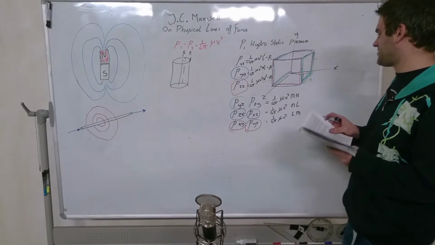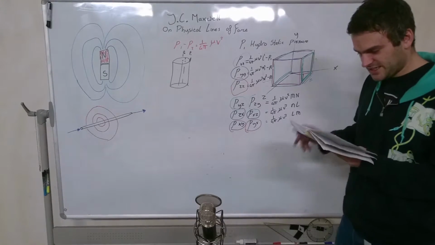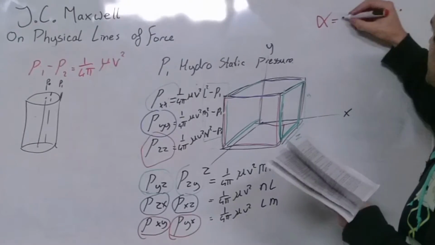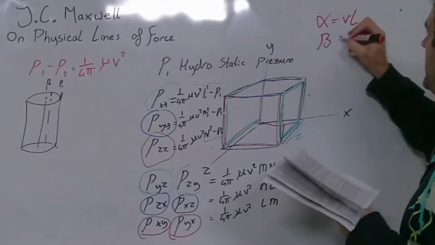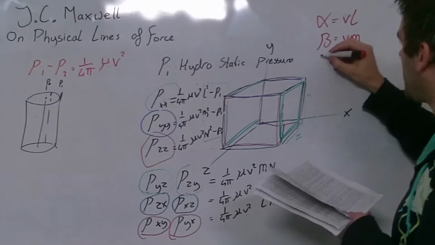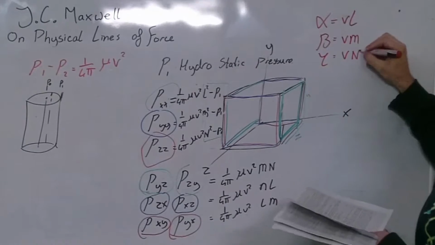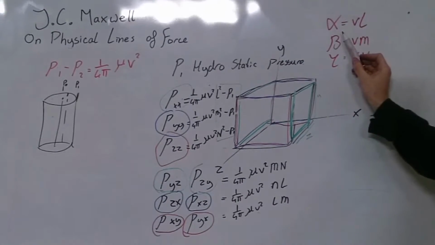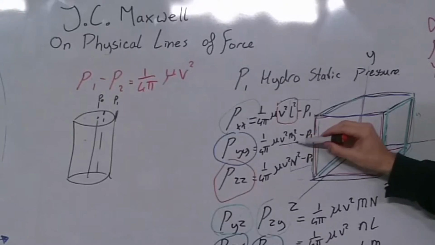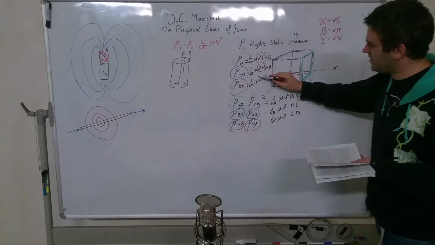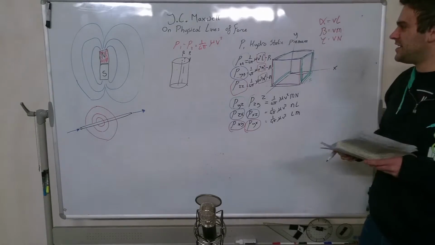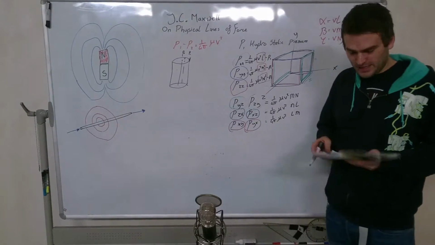Here we get into Maxwell's real notations. He says, interesting thing, alpha is v times L, beta is v times m, and gamma is v times n. V times L, alpha. V times m is here. V times n, here. As you can see, we're talking about all the dimensions that the ether particles can have, the x, y, z dimensions.